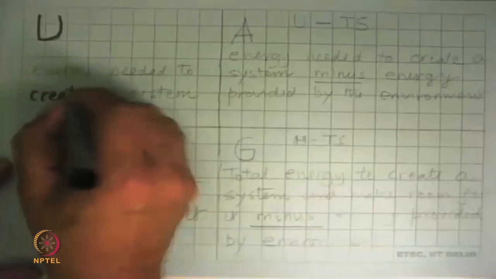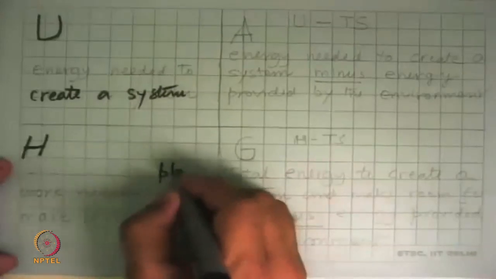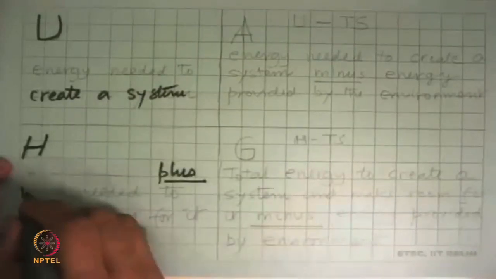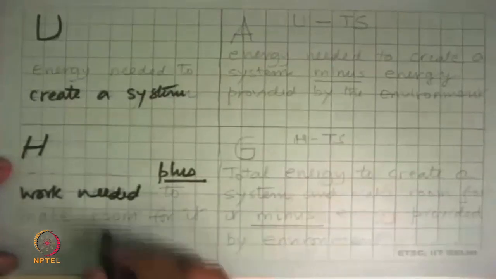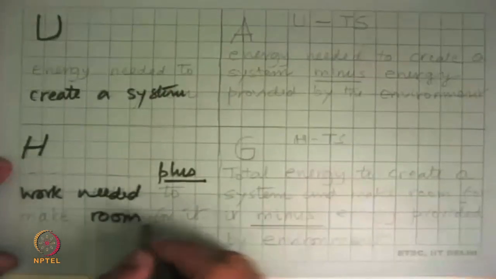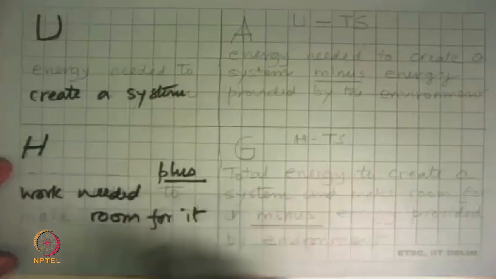This is a picture that summarizes the 4 energy properties that we have learned. U is the energy needed to create a system. It is the internal energy of the molecules. H, we've learned, is this plus work needed to make room for it. The language is different, but the meaning is slightly different.